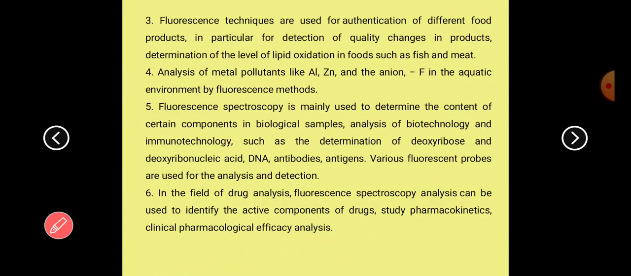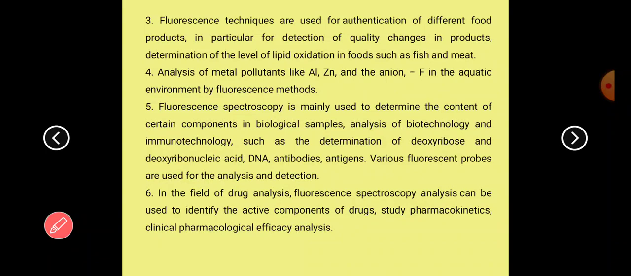Fluorescence techniques are also used for authentication of different food products. Therefore, we can detect quality changes in food products. For example, we can determine the level of lipid oxidation in foods such as fish and meat. Fluorimetry is also used for analysis of metal pollutants in the aquatic environment by fluorescence methods.